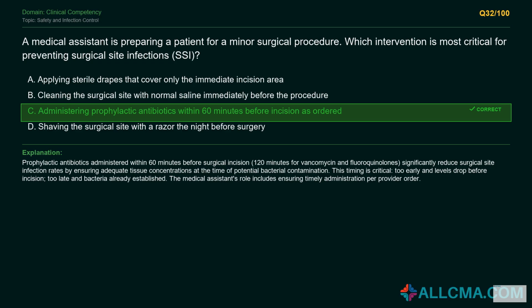Prophylactic antibiotics administered within 60 minutes before surgical incision, 120 minutes for vancomycin and fluoroquinolones, significantly reduce surgical site infection rates by ensuring adequate tissue concentrations at the time of potential bacterial contamination. This timing is critical. Too early and levels drop before incision, too late and bacteria are already established. The medical assistant's role includes ensuring timely administration per provider order.